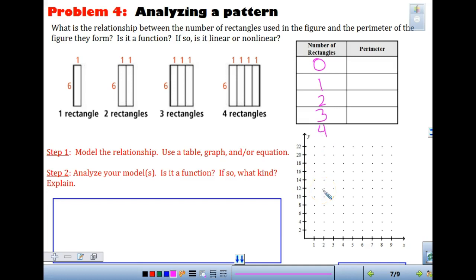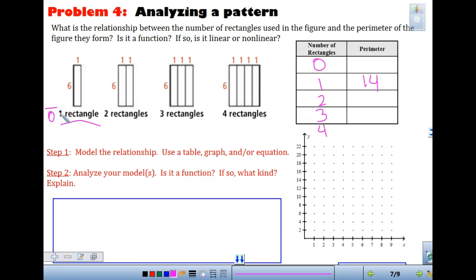Now on the test it kind of looks like this, and I ask you to look at these. In this one it says, what is the relationship between the number of rectangles used in each figure and the perimeter? So we're starting with 1 rectangle. At 1 rectangle, what is our perimeter? 6 plus 1 plus 6 plus 1 gives us 14. Behind the 1, please put 14. Don't put it behind the 0, because this is when we have 0 rectangles.